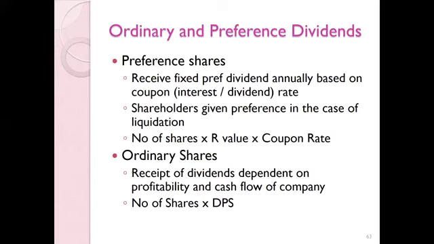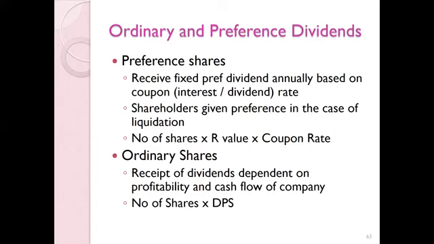For ordinary shares, the receipt of dividends is dependent on profitability as well as cash flow of the company. So whereas with the preference shares, they're going to ultimately receive this fixed preference dividend, whether there's a profit made or a loss made, or whatever the case is that's happening with the company, they're still going to receive their value. Whereas for ordinary shares, there's going to be a decision made determined by the profitability and the cash flow of the company. So the directors will sit at a board meeting and they will decide how much are we going to give the ordinary shareholders, if anything. So they're not guaranteed a dividend on an annual basis.